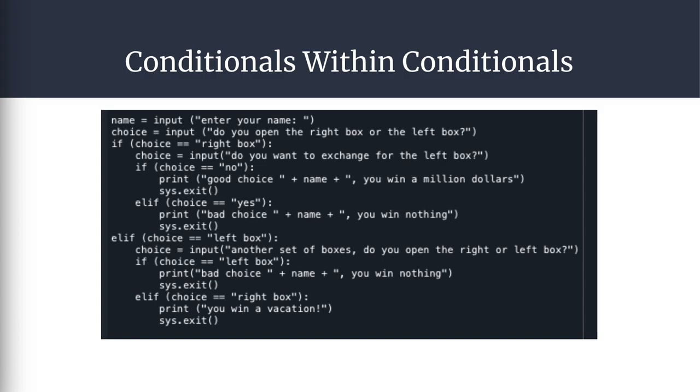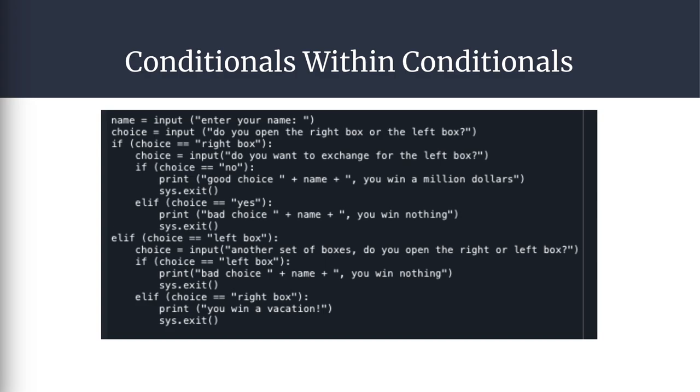Here's a more complex use of conditionals, but it is using all of the same principles that we have just discussed. Think of this code as having multiple parts. The second line of code prompts the user to make a decision between the right and left boxes. Once the user makes a decision, the if and elif statements evaluate. A user who chooses the right box follows the trajectory of the if, and the user who chooses the left box follows the path of the elif.